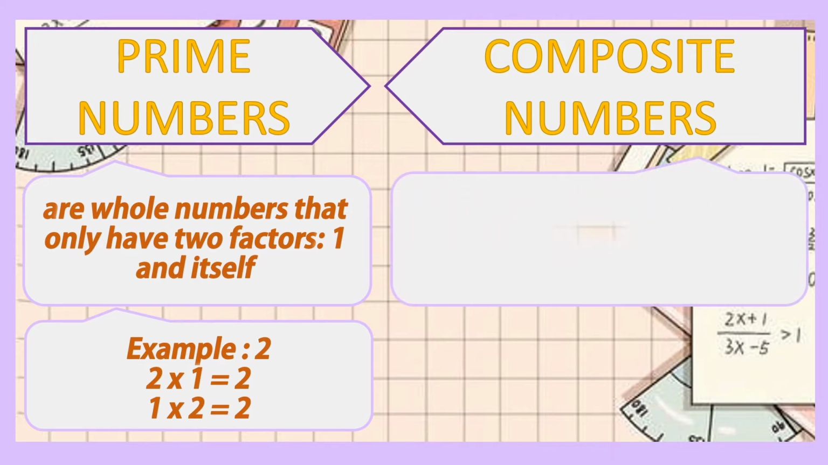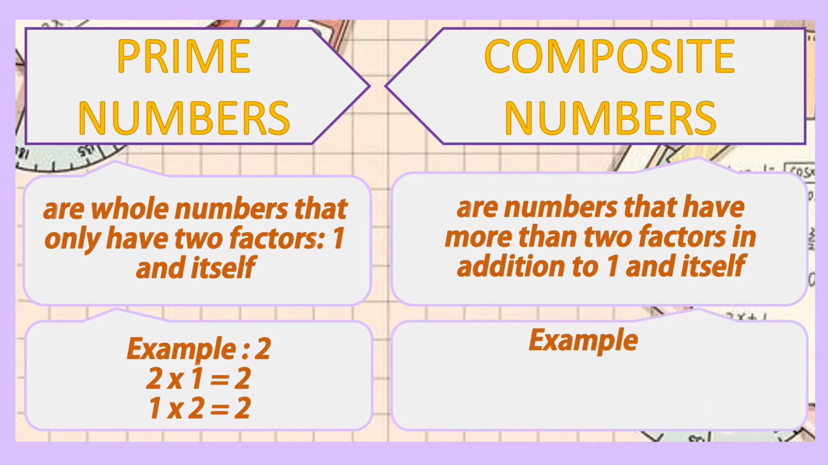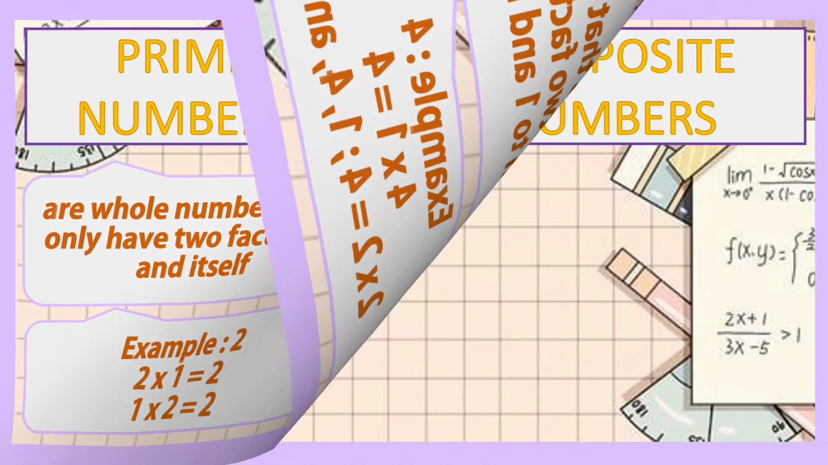On the other hand, composite numbers are numbers that have more than two factors in addition to 1 and itself. Example, the number 4. 4 times 1 is equal to 4. 2 times 2 is also equal to 4. Therefore, 1, 4, and 2 are factors of 4. Having 3 factors, 4 is considered a composite number.